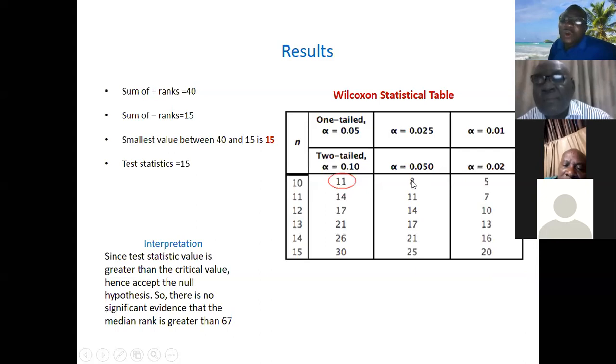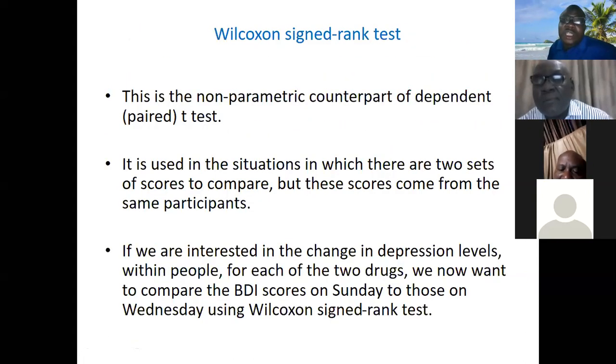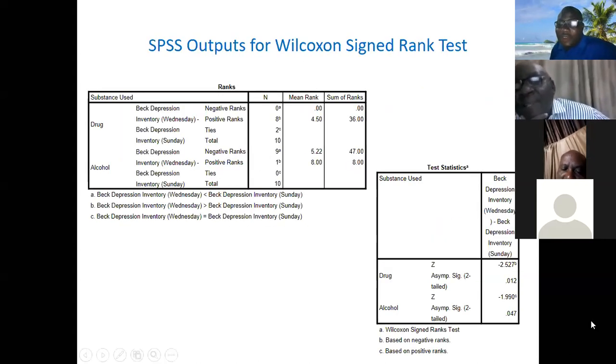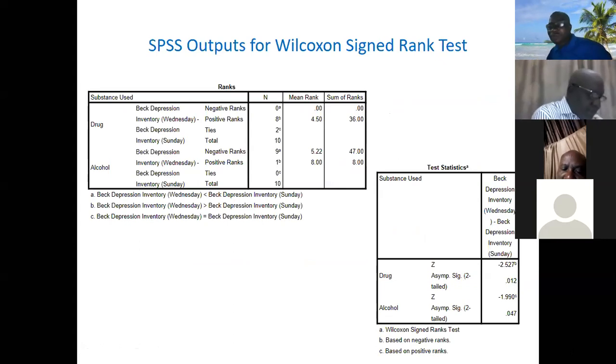Anything 8 or less will be significant for sample size 10, and each of the ones we just did is sample size 10. That is why both of them are significant. The one that is 0 is the most significant, while the other one is just barely significant. Any other question?